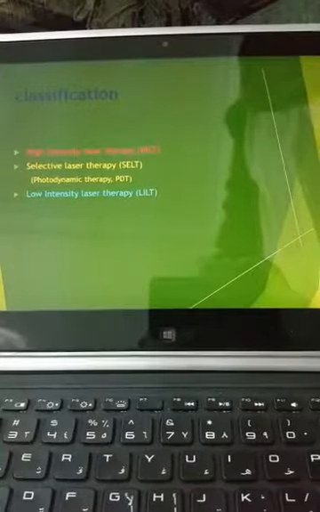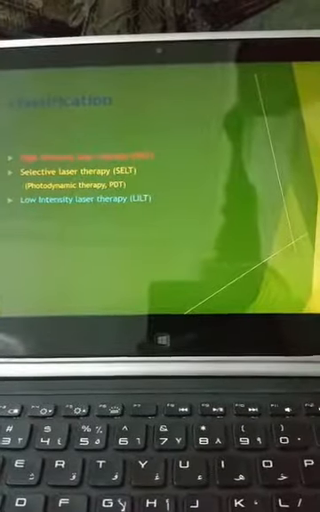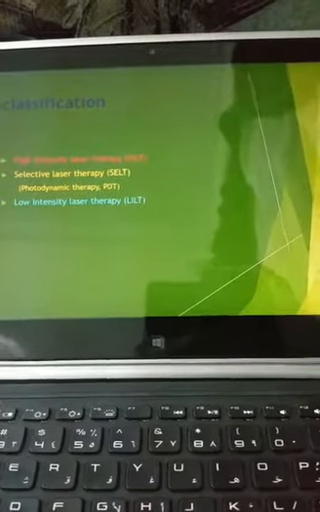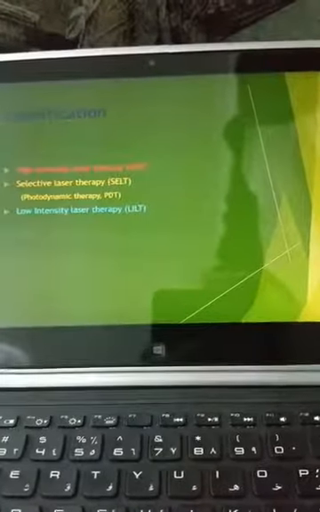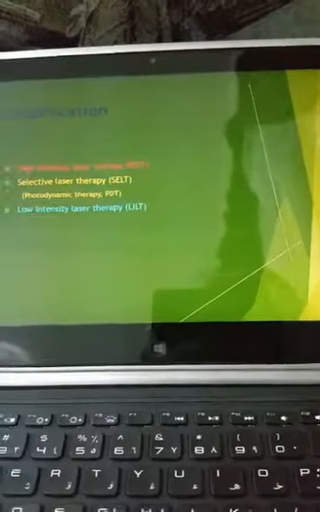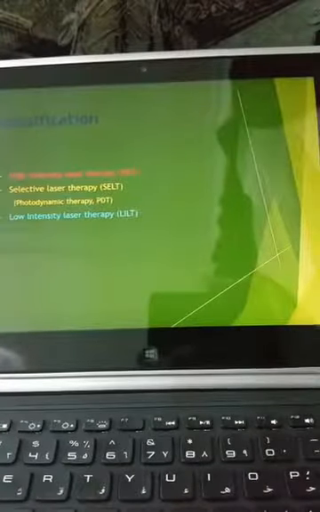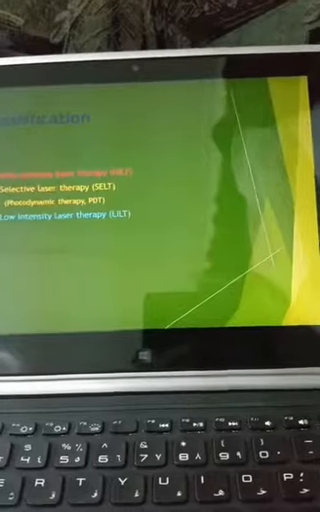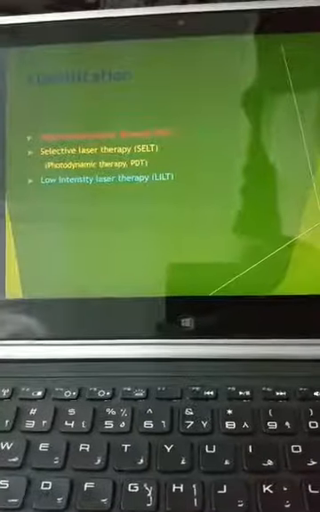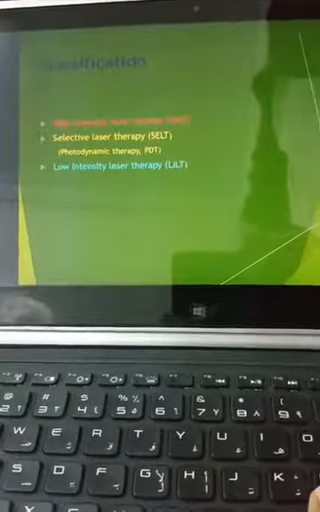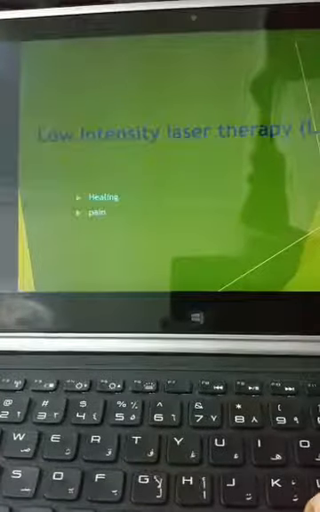We can divide laser into three different applications: the HILT, the high level laser therapy, or the SELT, the selective laser therapy, or the low intensity laser therapy, LILT. The HILT is what we are using mostly in dentistry, and we are also using LILT for pain and healing. But the SELT is for those dealing with tumors, so they have to inject the patient with a sensitive chemical material and then apply a low-level laser to kill the malignant tumor in the skin, like squamous cell carcinoma, basal cell carcinoma.